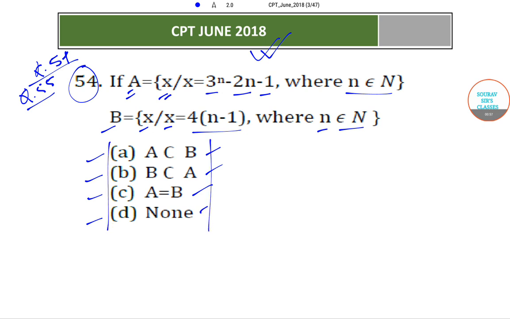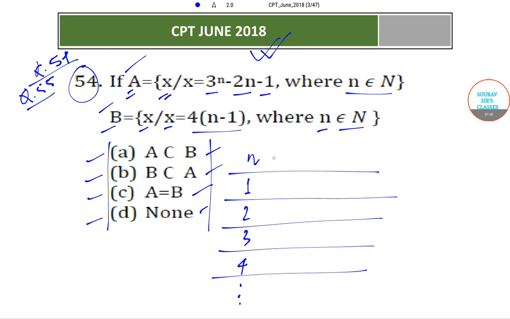So what we'll be trying to do over here is that we'll try to build the sets A and B. To build the sets A and B, first let us take the values of n. Since it is natural numbers, we can take n equal to 1, 2, 3, 4, and this will go on. So these are the various values of n. And then we'll have corresponding values in the set A, and we'll also have corresponding values in the set B.